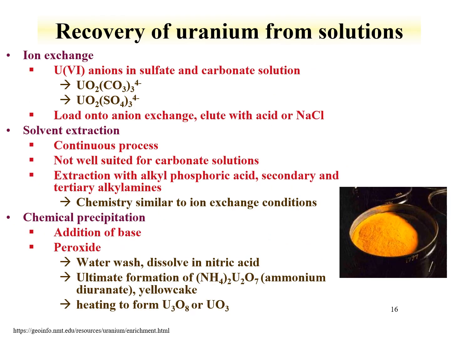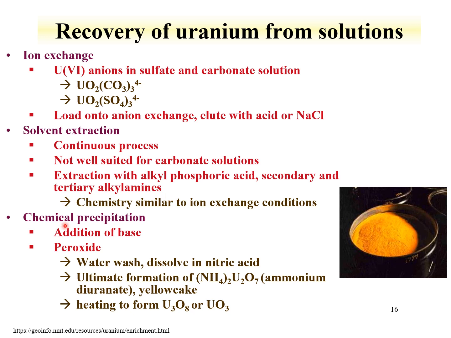Once in solution, the uranium forms can be recovered through anion exchange, solvent extraction, or chemical precipitation. An example of anion exchange is listed here, where both the anions of the carbonate or sulfate species can be loaded onto an anion exchange resin and then eluted with either weak acid or a salt solution. The solvent extraction system, which we'll describe in a little more detail coming up, is similar to the tributyl phosphate system that was explored in one of the labs. You can have a continuous process. However, solvent extraction is not well suited to the carbonate system, so it's better suited to the acidic sulfate system.